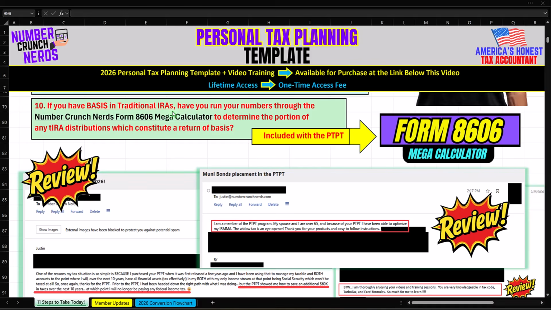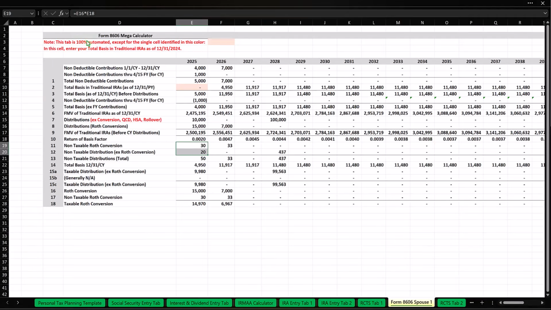And then if we hop back over here to action step number 10, if you have any basis in your traditional IRAs, have you run your numbers through the Number Crunch Nerds Form 8606 Mega Calculator to determine the portion of any traditional IRA distributions which constitute a return of basis? Coming back over here to the personal tax planning template, we are going to have a Form 8606 Mega Calculator for each spouse, because as you know, everything related to IRAs needs to be handled on a per spouse basis.